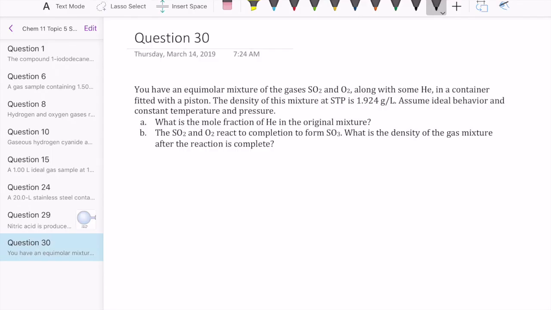Okay, let's take a look at the last question in topic set 5. This is actually a fairly complex question, and it's going to take a while to solve, but let's go through the information that's given.